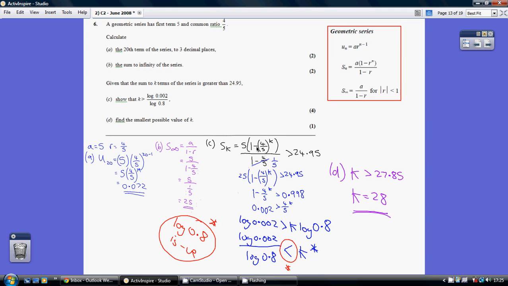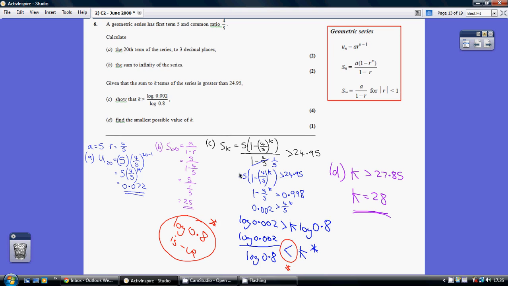Now part C needs a bit more thought. We're told that the sum to k terms of this series is greater than this. We've got to show what k is. So we're summing a specific number of terms, so we're using this formula here. Our sum to k terms is a, which is 5, open bracket, 1 minus r, which is 4/5 to the power of k, all over 1 minus 4/5, so all over a fifth. 5 divided by a fifth is 25, so that's all I've done here.